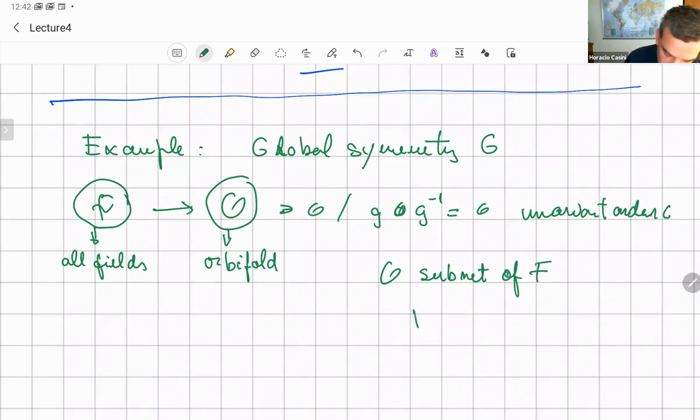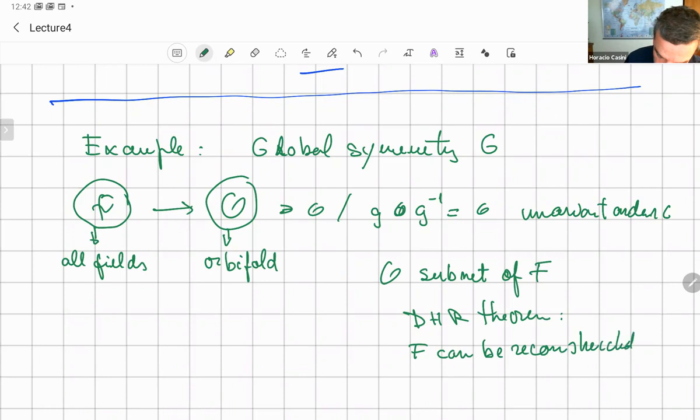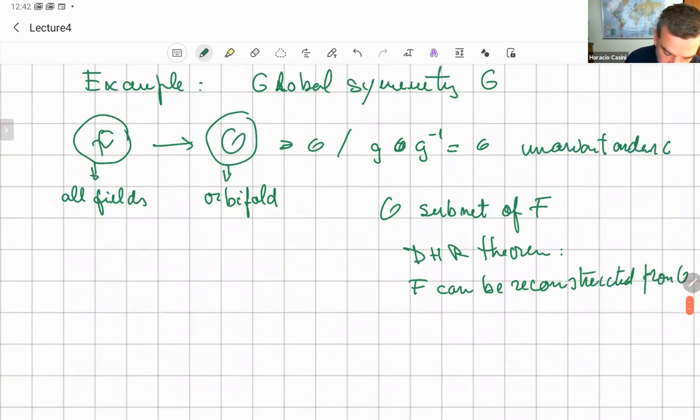And there is also a theorem called the DHR theorem, that tells that F can be reconstructed from O. So really, if you have a global symmetry, this algebra and this algebra are equivalent. You can create one from the other. And it's also important that this orbifold algebra is somehow more physical, in the sense that if you have, for example, the baryon number, you cannot have an operator with non-zero baryon number in a laboratory, because otherwise you could act on the vacuum and create baryon number out of nothing, right? So really, observable fields belong to the orbifold algebra.